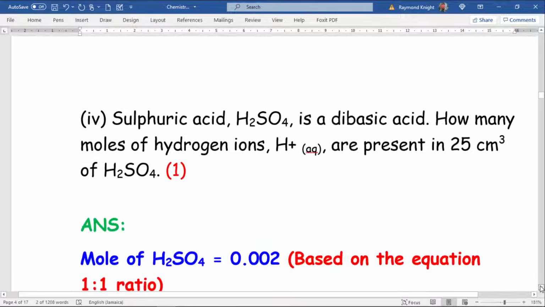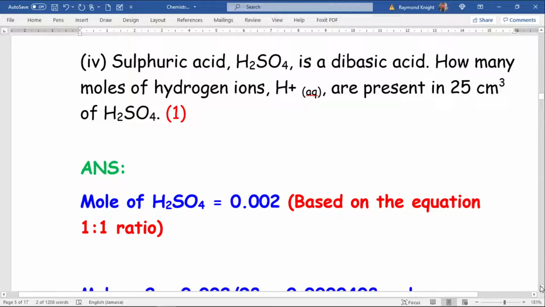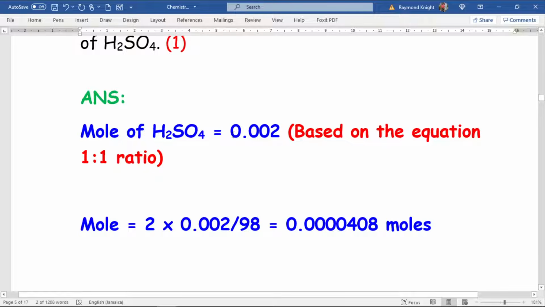Now, part 4 right here. It said sulfuric acid, which is H2SO4, is a dibasic acid. It asked how many moles of hydrogen ions, H plus ions, are present in 25 centimeters cube of sulfuric acid. Again, it's a 1 mark question. What you need to think about here is that we can already find our mass of sulfuric acid, based on the previous reaction. Everything in the equation is a 1-to-1 ratio. So if this was the mole of hydrogen gas formed, then it's the same mole of sulfuric acid.